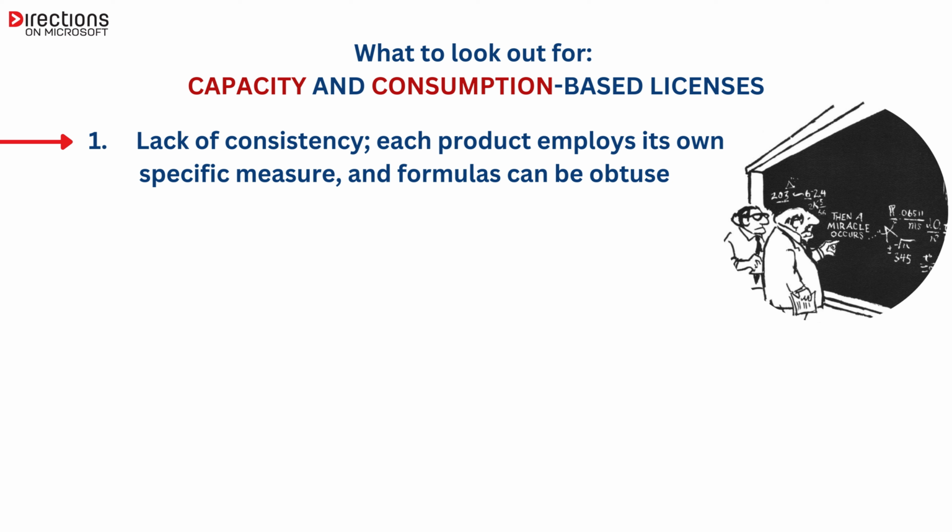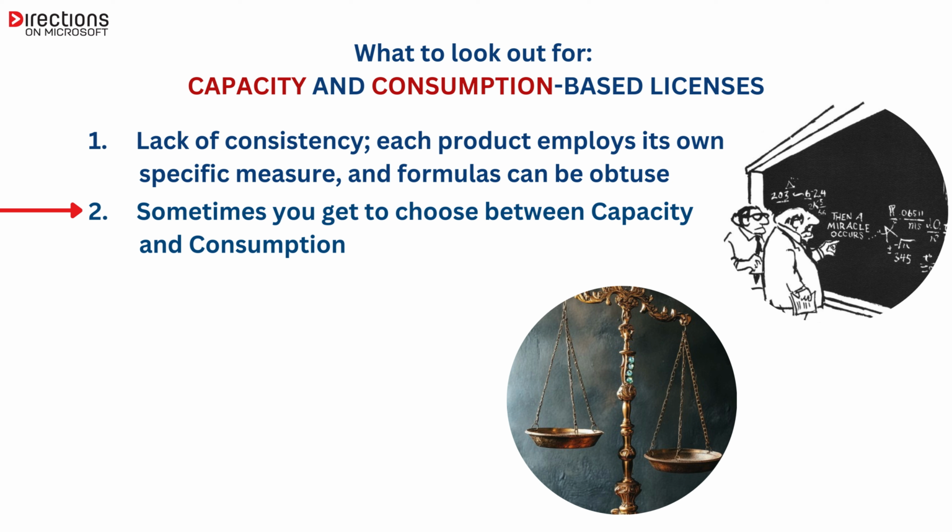Another thing to look out for with capacity and consumption-based licensing is that some online services give customers a choice between the two. In other cases, when you might have a choice between capacity and consumption, it might involve moving to a different service that performs a similar type function. Take, for example, data storage.